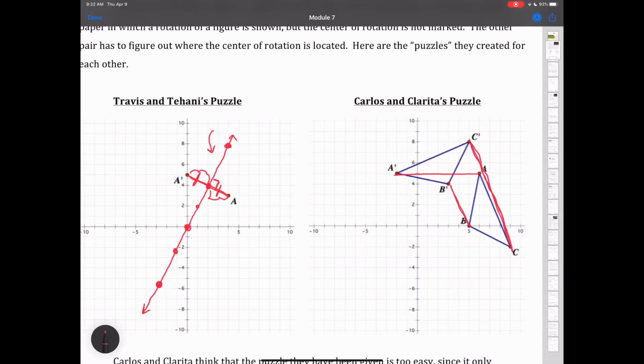So, we learned something interesting about perpendicular bisectors, right? We learned that for 2 points, any place on the perpendicular bisector could be used as the center of rotation. However, now we have a shape, an actual shape, right? So it can't just be any point on a perpendicular bisector.